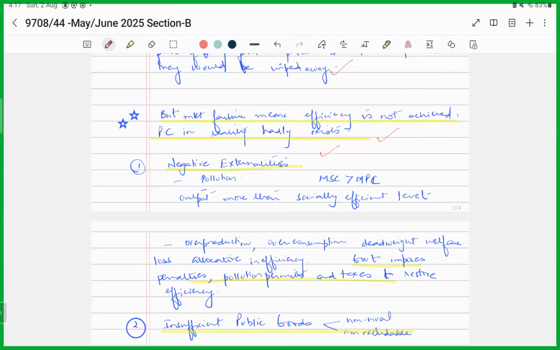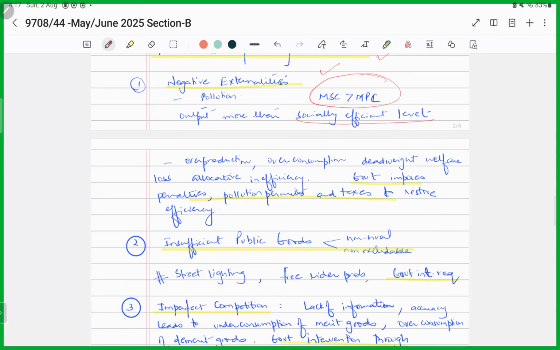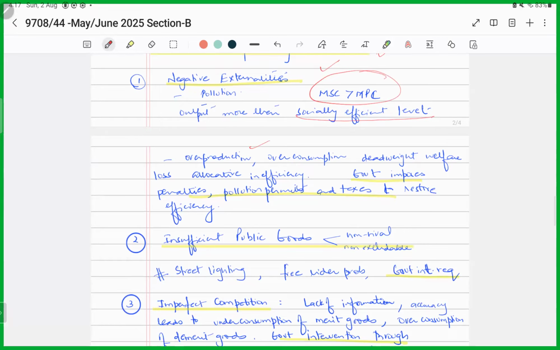So what happens? This is a situation where the marginal social cost of providing those goods and services actually is greater than the marginal private cost. That means the society has to bear the cost in the form of negative externalities. That means that the firms are producing output which is more than the socially efficient level of output, right? So either there would be overproduction or overconsumption, leading to deadweight welfare loss. So in short, there would be allocative inefficiency.